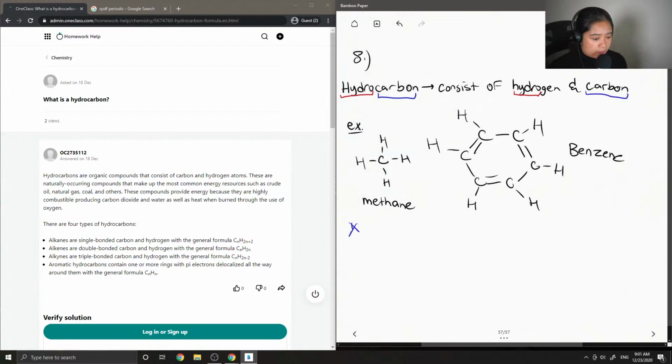Okay, so hydrocarbons, they are good for us humans because they provide energy when they undergo combustion with oxygen.